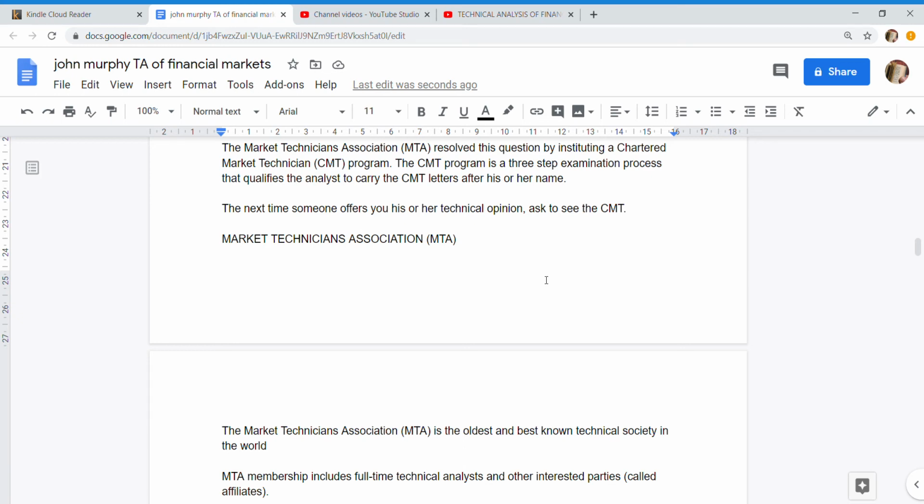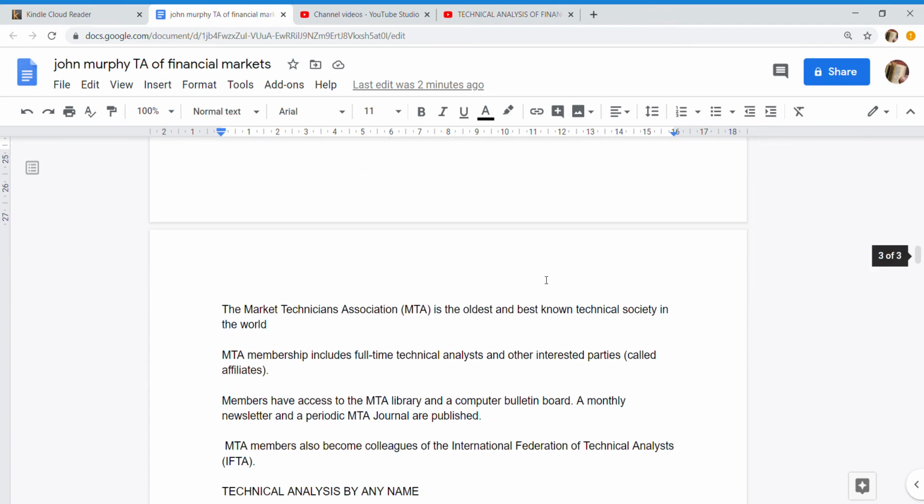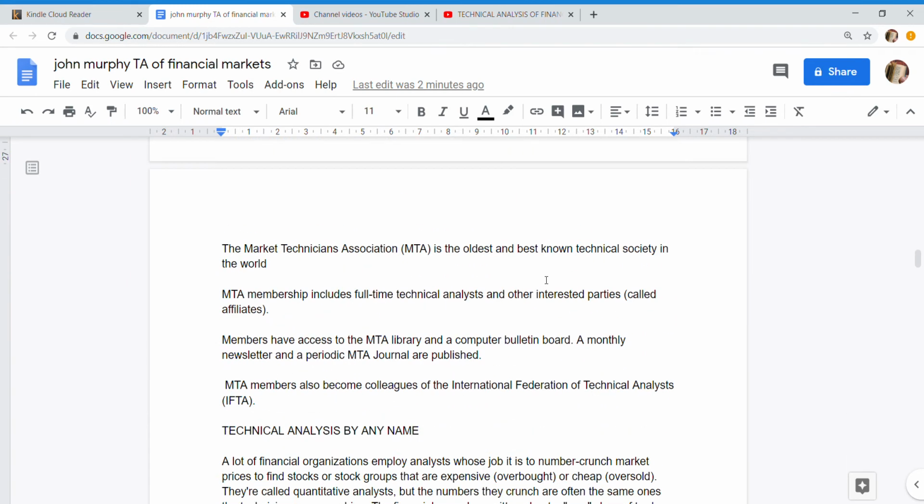Market Technicians Association (MTA). The Market Technicians Association is the oldest and best known technical society in the world. MTA membership includes full-time technical analysts and other interested parties called affiliates. Members have access to the MTA library and a computer bulletin board. A monthly newsletter and a periodic MTA journal are published. MTA members also become colleagues of the International Federation of Technical Analysts (IFTA).